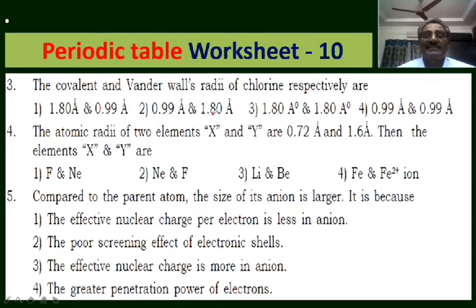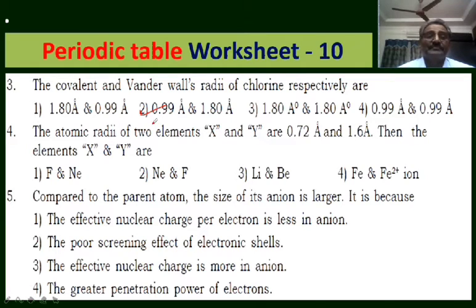Covalent radius is less than the van der Waals radius. So second option is the right option. What are given in third and fourth options? 1.80 angstrom units and 1.80 angstrom units both are equal. In the fourth option also 0.99 angstrom units and 0.99 angstrom units both are equal. So the only option in which the first value is lower than that of the second value is the second option. So second option will be the right option, as van der Waals radius is always greater than the covalent radius.